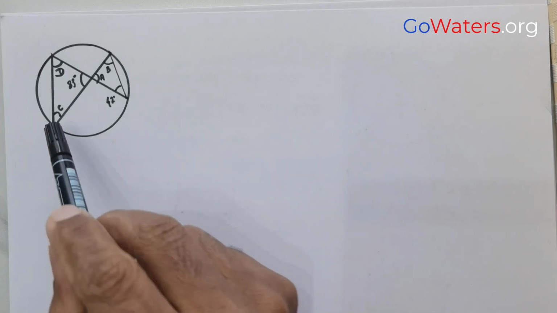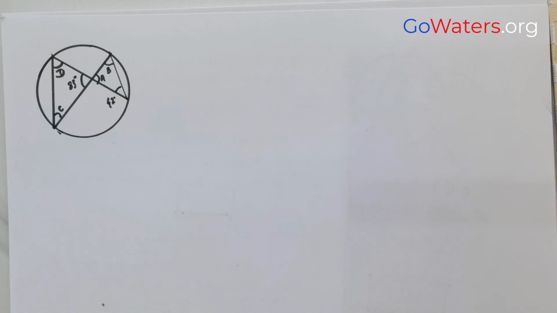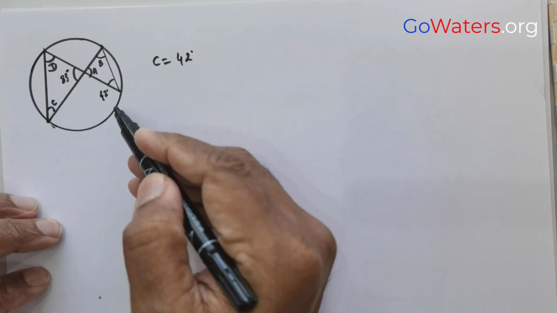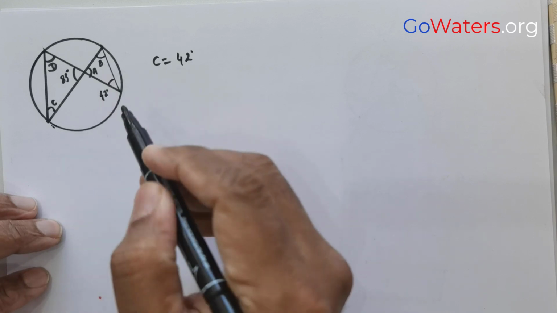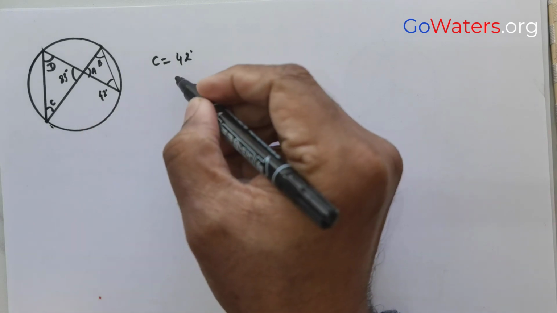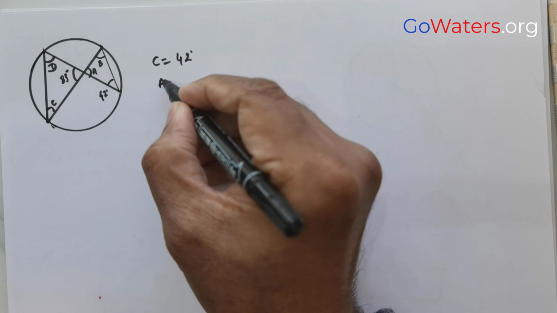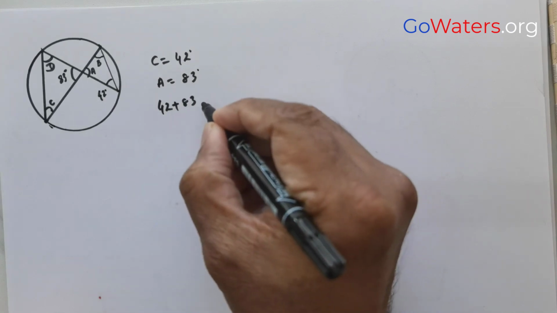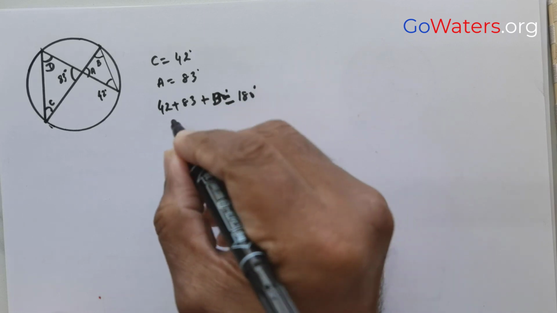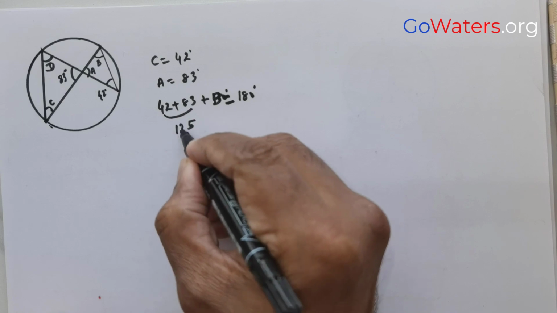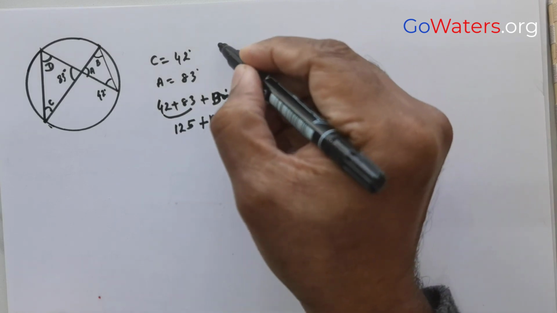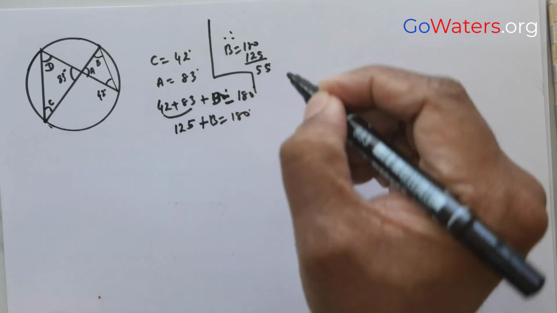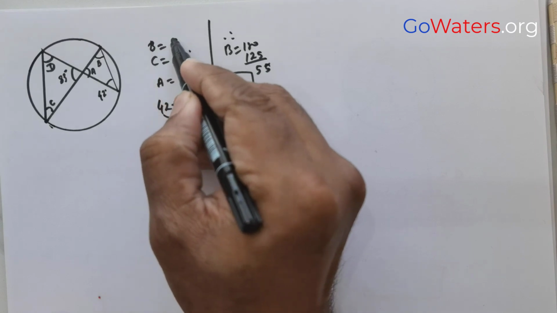We got this question, students. We are expected to find angle B, angle A, angle C, and angle D. Now clearly we can see angle C is equal to 42 degrees, because angles created in the same segment by the chord will always be equal. So we got C, and in this case clearly we see that A is going to be equal to 83. Now this is 42, so 42 plus 83 plus B should be equal to 180. So if I add these two, this is going to give me 125, plus B is equal to 180. So therefore the value of B is 180 minus 125. So it's 55. So B is equal to 55.